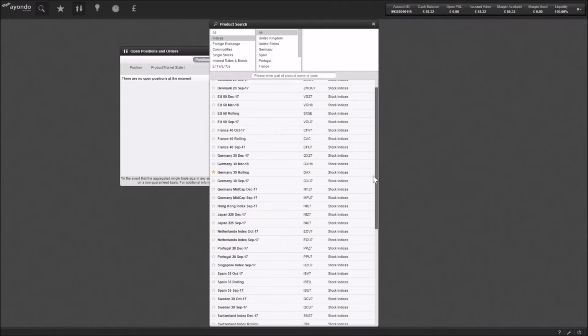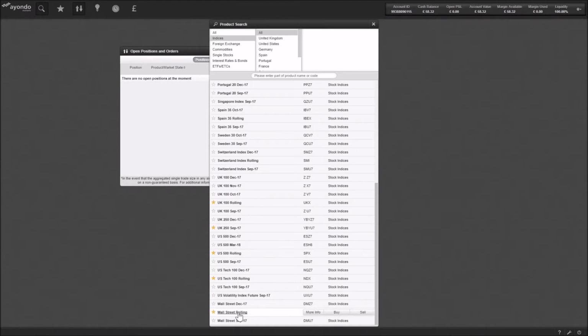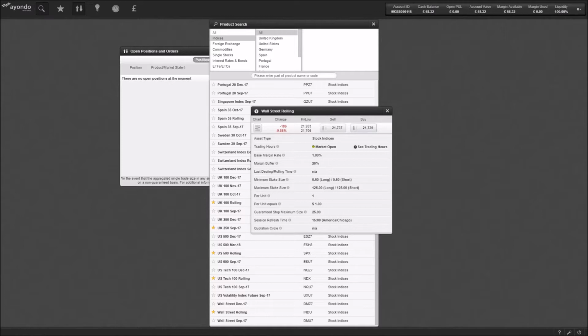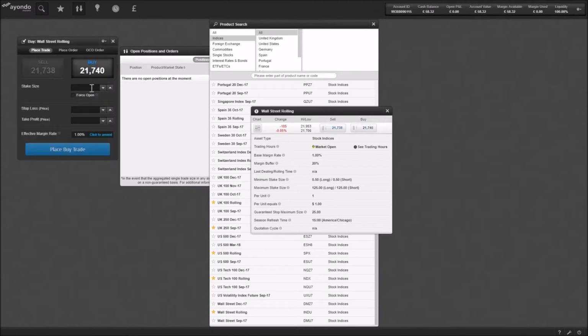I don't know if it's enough margin to do a trade on the Dow. Let's bring it up. Wall Street. Yeah, let's trade. What's the smallest we can trade? Minimum 0.5. I might not have enough margin to do that. Let's see it. Buy, place trade. Oh, insufficient margin.